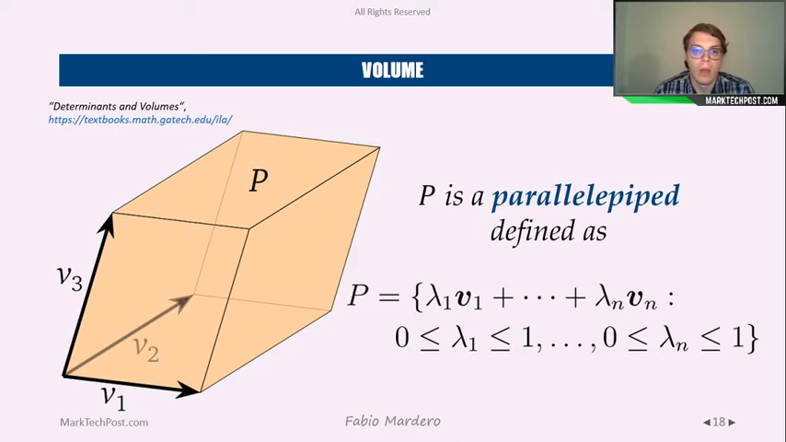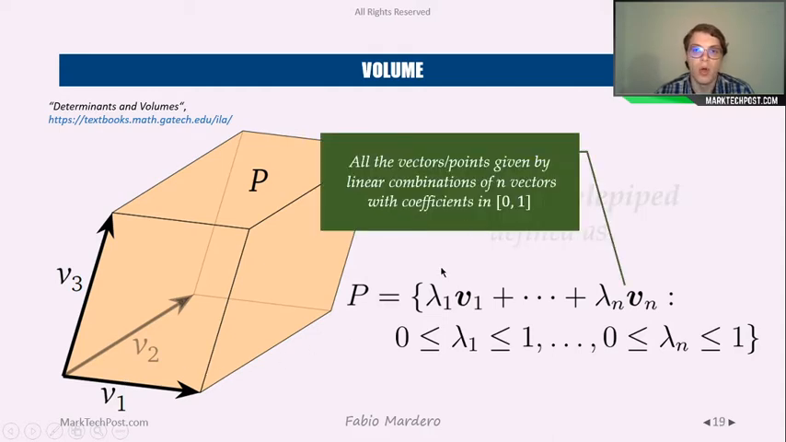The space represented in this picture is called a parallelepiped and is defined in this way. We take the vectors that define this parallelepiped and we take a linear combination of these n vectors, with coefficients between 0 and 1.